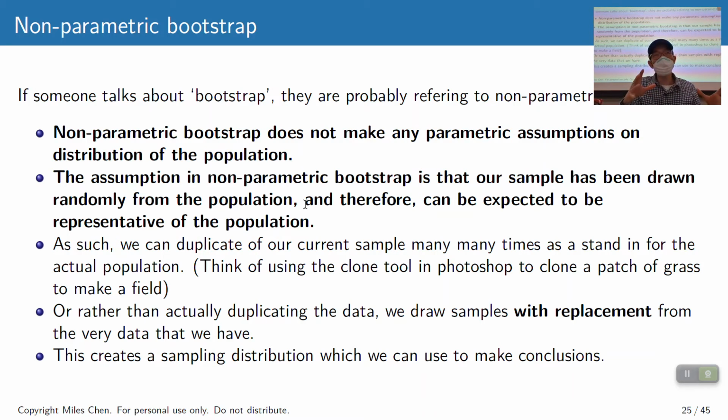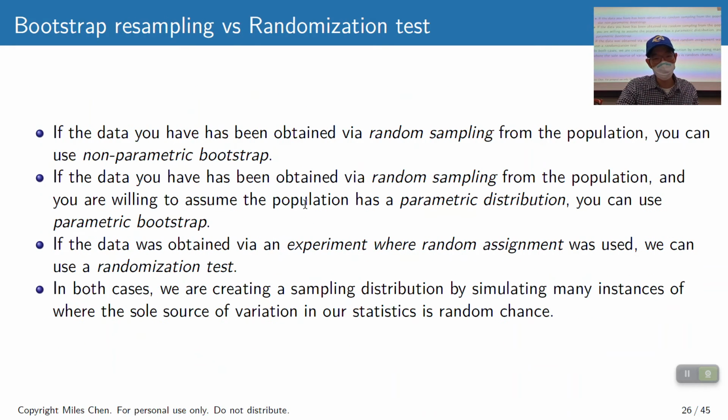Now, we don't actually have to take our sample and duplicate it a whole bunch of times on our computer. What we can do is take our sample and draw with replacement. Drawing with replacement is mathematically equivalent to taking your sample and duplicating it a whole bunch of times as a stand-in for the population. Once we do that, we have a stand-in for our population, and then we can generate the sampling distribution. So just a quick recap or comparison of these things.